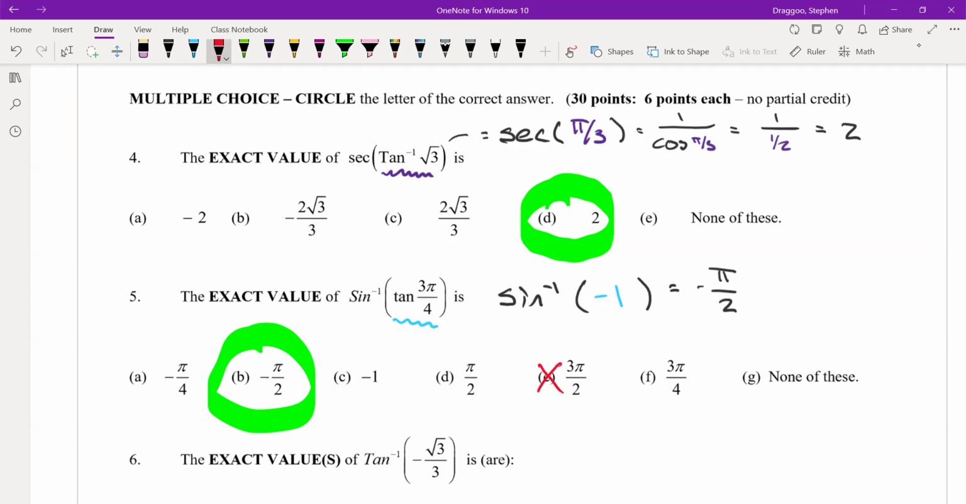Specifically, 3 pi over 2 won't be correct. Even though the sine of 3 pi over 2 is -1, the sine inverse of -1 is always negative pi over 2. And we can't get any other answer from a sine inverse function.